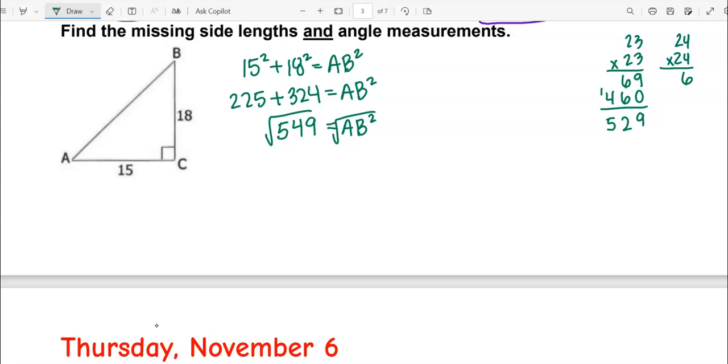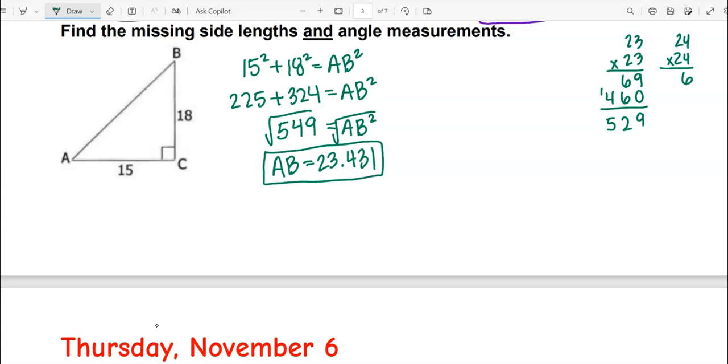23.431. So AB is equal to 23 point, what was it? 431, is that right? Okay. Why did we go 3 places for that? What kind of thing is AB? A side length. That's why we went 3 places.